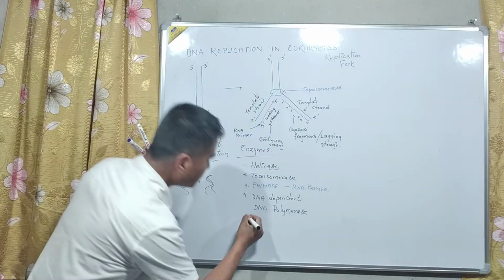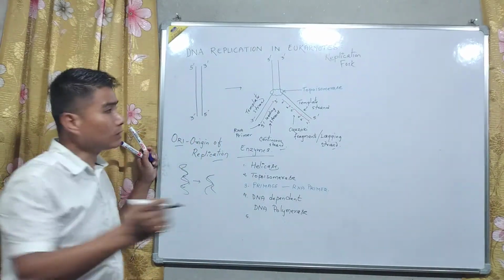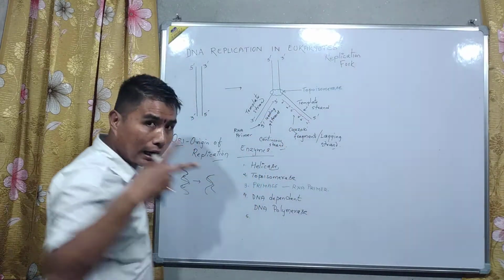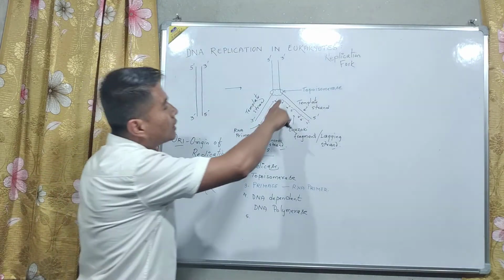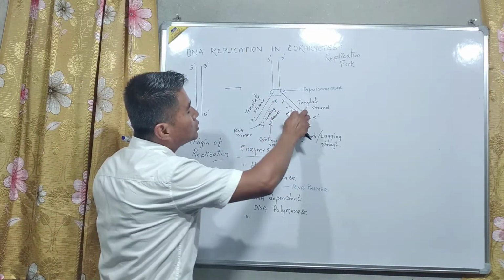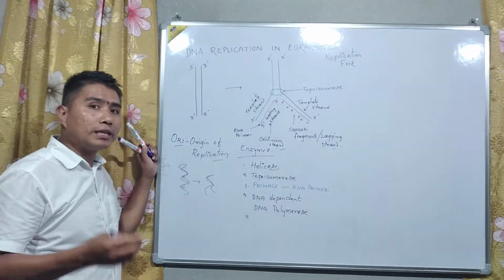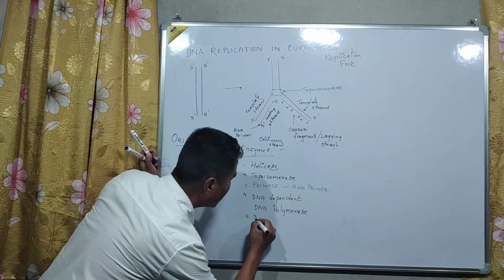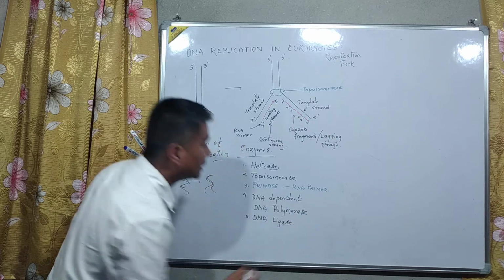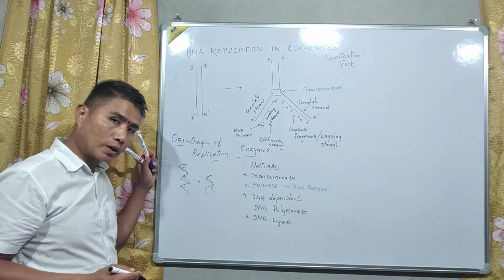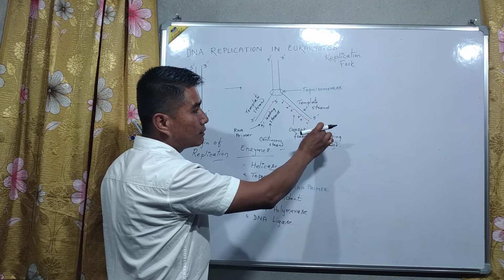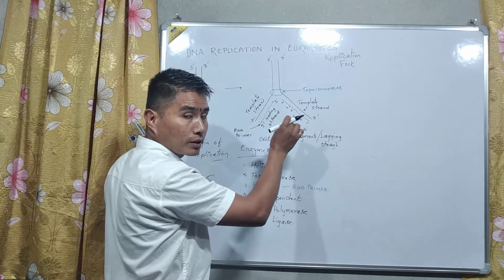Later on, all these small segments of DNA are joined together, sealed together, and the RNA primer is also removed. They are joined together with the help of a biological glue, which is known as DNA ligase. This is how the DNA strand will be formed on this side also. Are you getting my point?